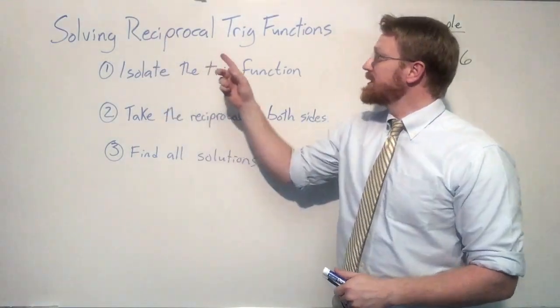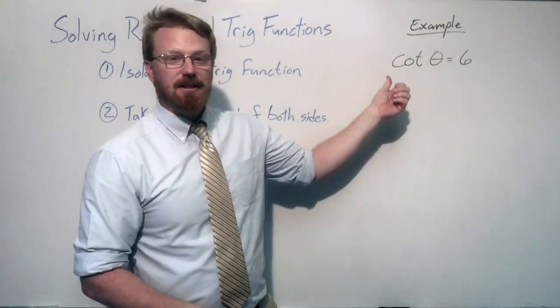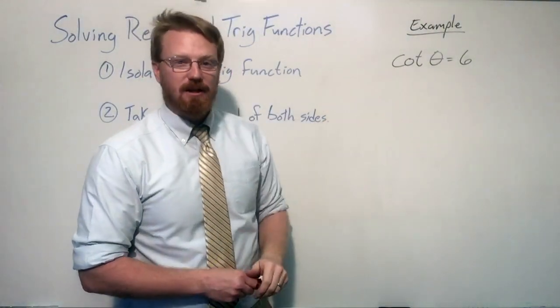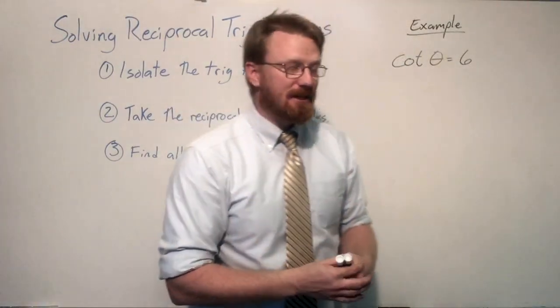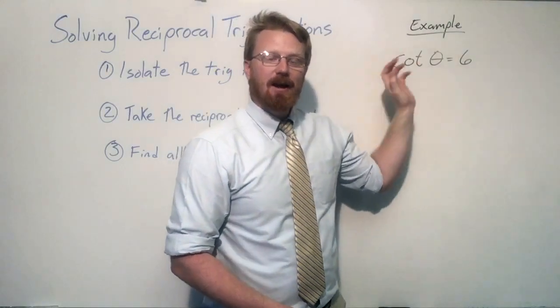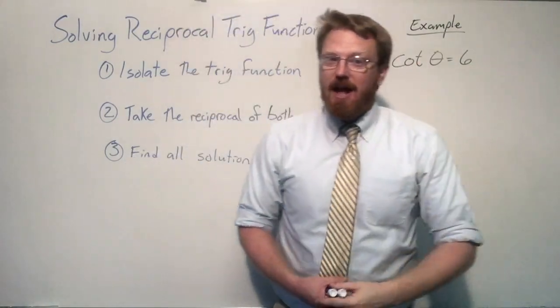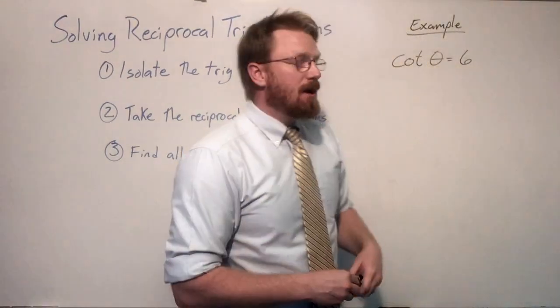All right, here we're solving reciprocal trig functions. What to do when you have one of those cosecants, secants, or cotangents in play. So the first step is going to be to isolate the trig function itself. If I have some kind of multiplier or additive, I want to make sure I get rid of that to the other side of the equation first. And then the only new step here really is to take the reciprocal of both sides.